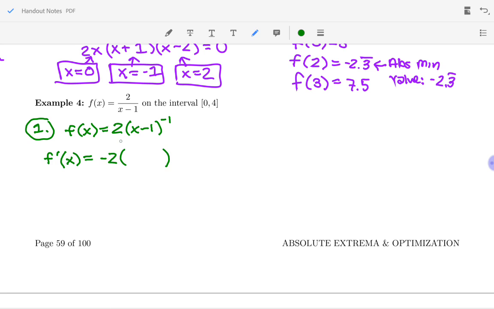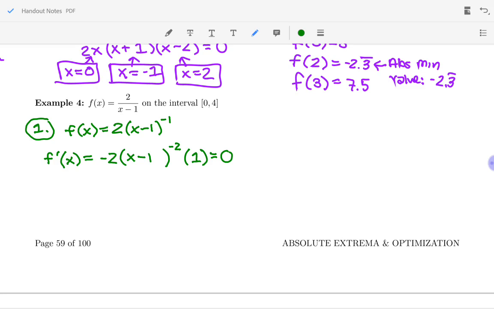So I brought down the power of negative 1. I keep the original on the inside. Subtract 1 for the new power. And then the last part of the chain rule is multiplying by the derivative of the inside, which is just 1. So I bring down the negative 1, raise the whole thing to a negative 2, multiply by the derivative of the inside. And I'm going to set this equal to 0.